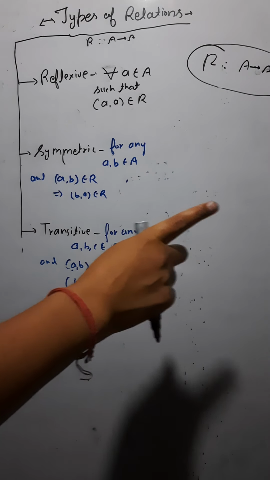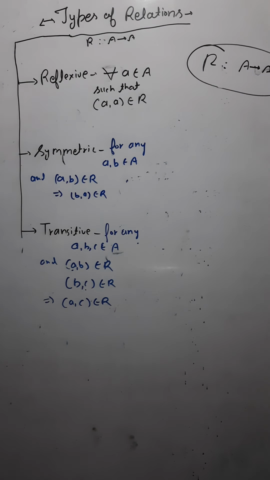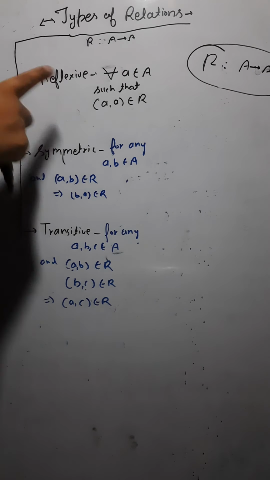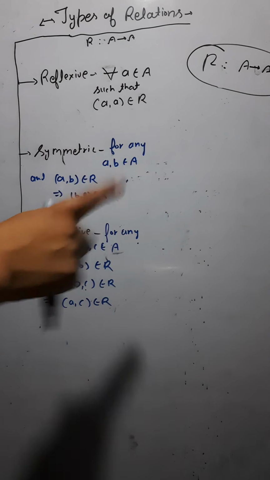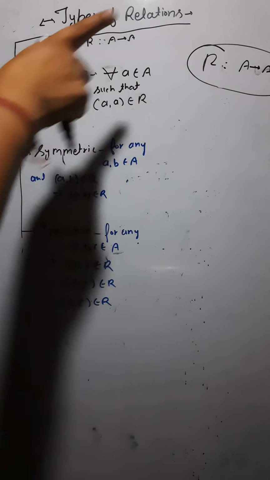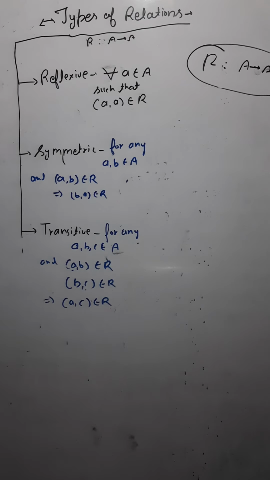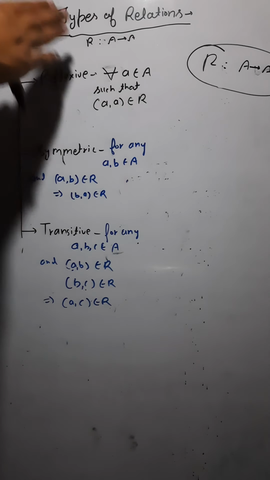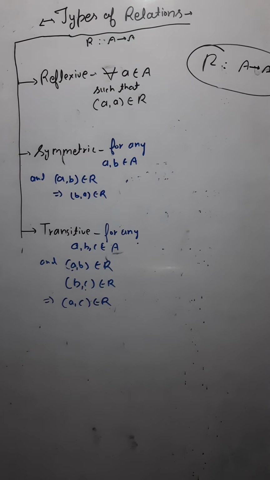Remember this. It should be reflexive also, symmetric also, transitive also. If any one is not there, then again you would not be calling it an equivalence relation. The relation should be reflexive, symmetric, and transitive. Are you getting this? If the relation is all of these three types, then you would be calling such a relation an equivalence relation.